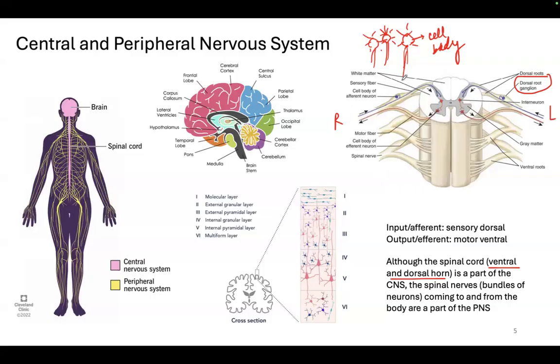So the question is, you see there are neurons outside the spinal cord and there are neurons in the spinal cord. So which of these are a part of the CNS and which of these are a part of the PNS? They're all connected to each other through synapses. But which of these is a part of what?